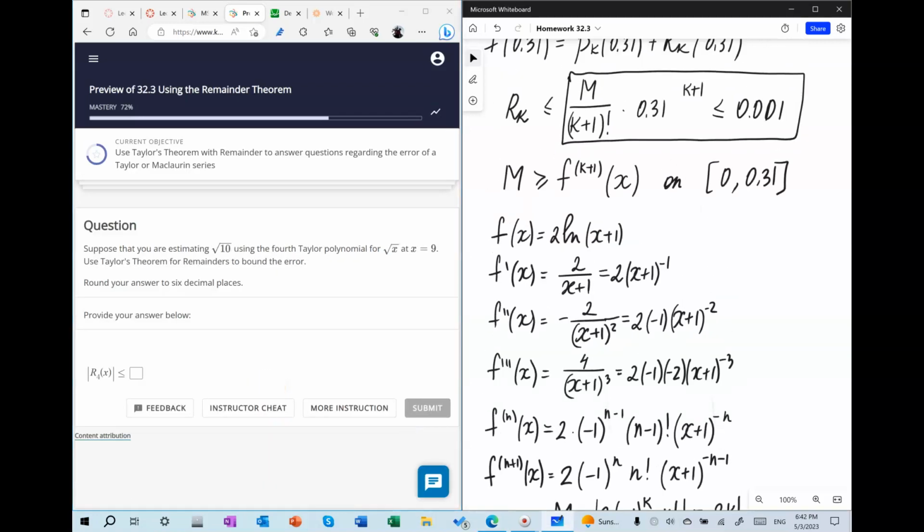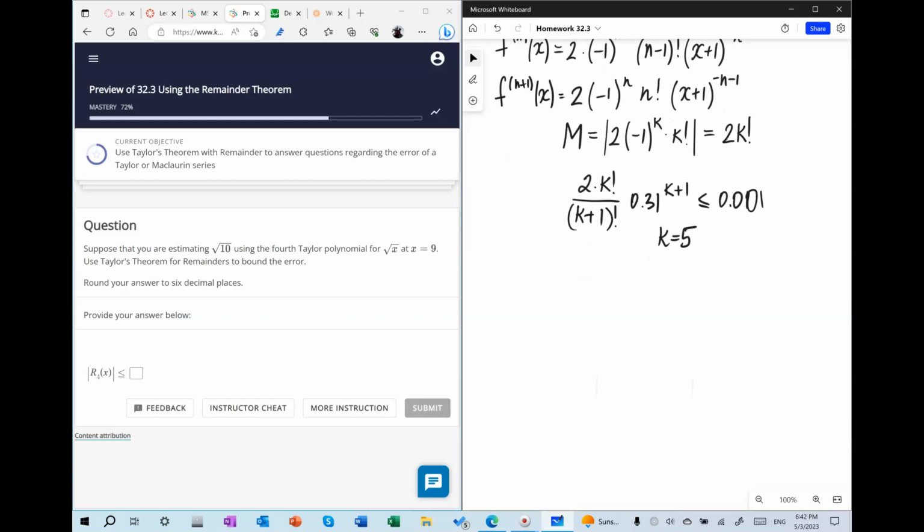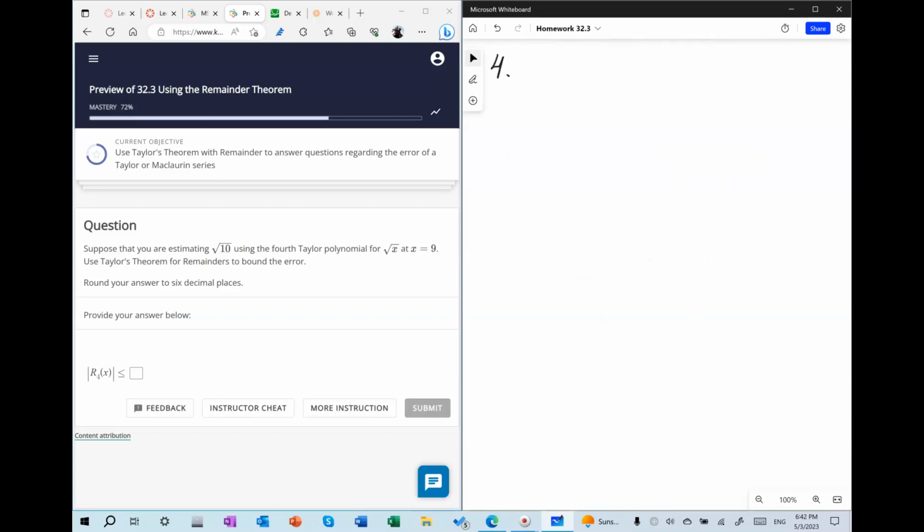All right, so this was number 3. Let's do number 4. In number 4, we have a function f of x equal to square root of x. We center it at 9. And we're using the 4th Taylor polynomial, so we're evaluating square root of 10, so f of 10 is equal to p4 of 10 plus r4 of 10.